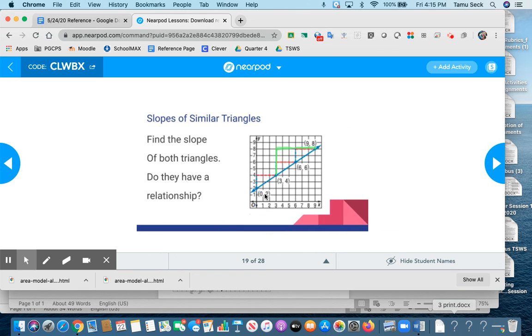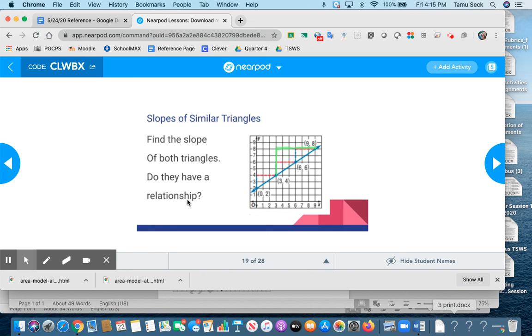So the vertical side length is y and the horizontal side length is x. So let's look at this example. Find the slopes of both triangles. Do they have a relationship? So if we look at the small triangle, it's going up 2 and over 3. So the slope is 2/3. And the bigger triangle is going up 4 and over 6. 4/6 reduces to 2/3.